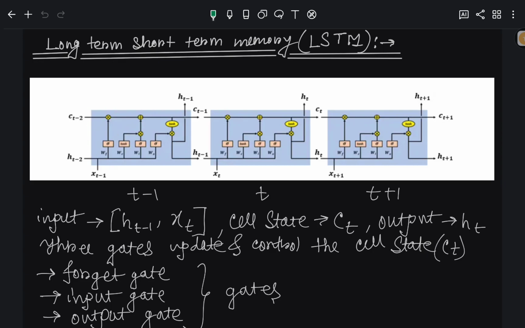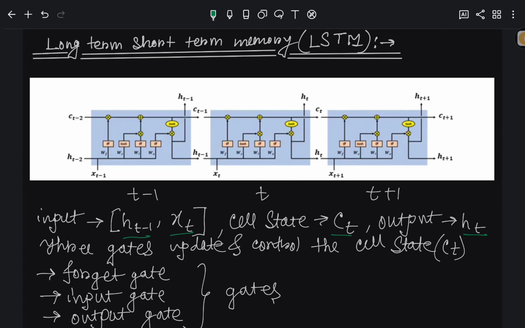So first of all, if I look into the architecture of LSTM, it has certain inputs, xt and ht minus 1. It also has a new thing which got introduced in LSTM, that is the cell state, and it outputs ht, which is nothing but the hidden state. So the new thing introduced in LSTM is the cell state. This cell state is responsible for tackling the vanishing gradient problem associated with long-term dependencies in RNN.